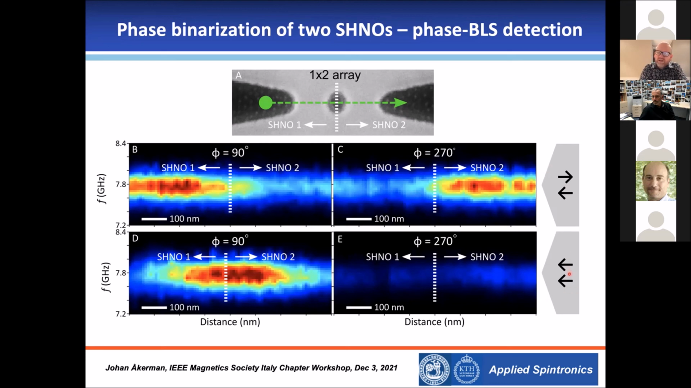When we put the array in a parallel state, we instead see that both oscillators are indeed at the same phase, and none of the oscillators show up in the 180-degree phase. So they are quite closely anti-phase and quite closely in phase in both these cases.